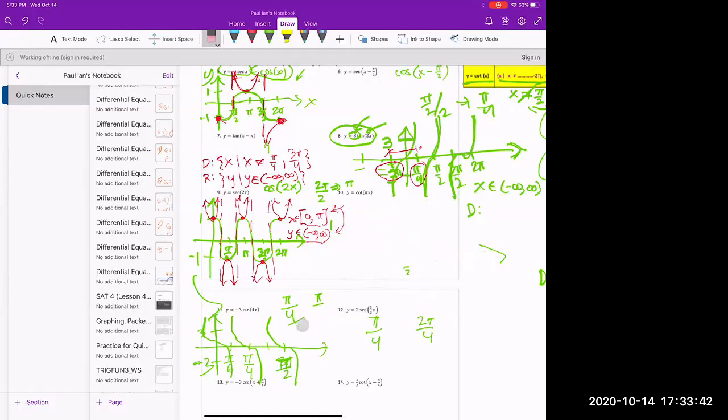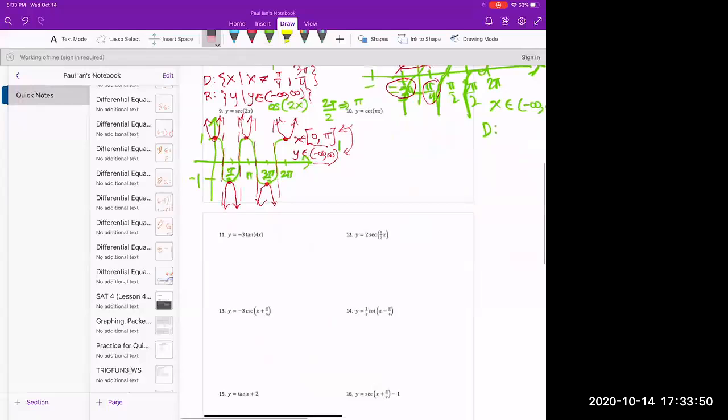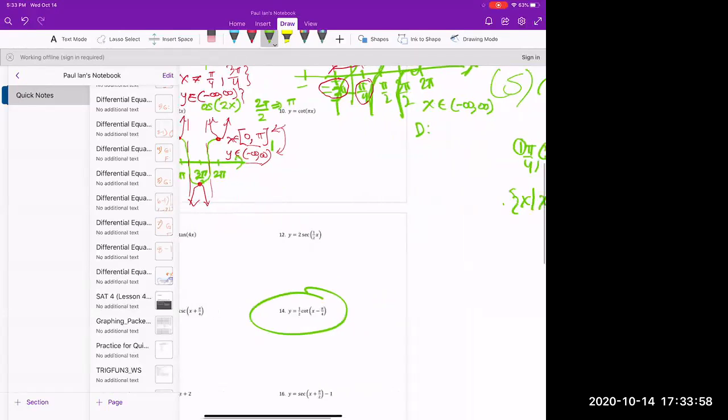Just delete these other guys. Okay, there you go. So what about these other ones? We could try number 14. Okay, let's take a look at that one.